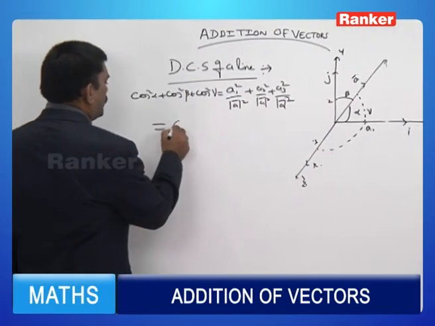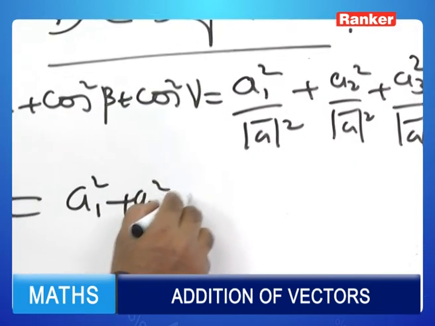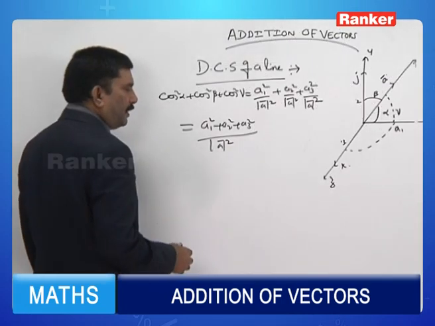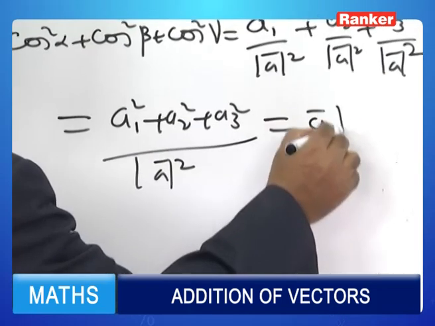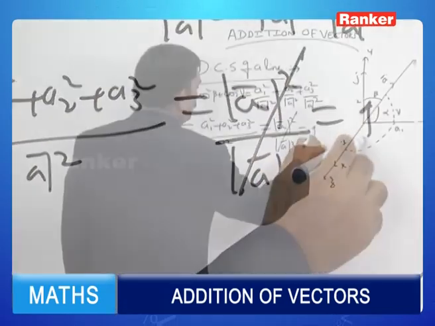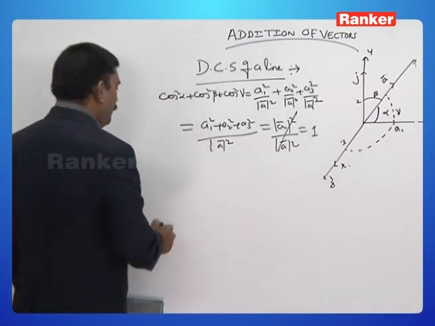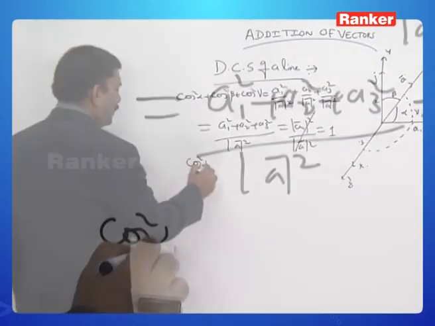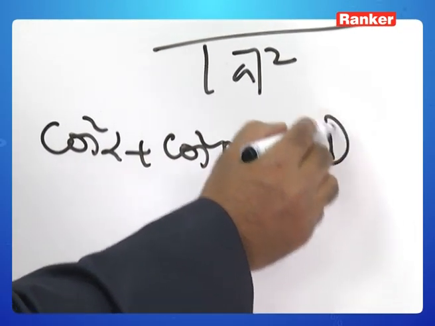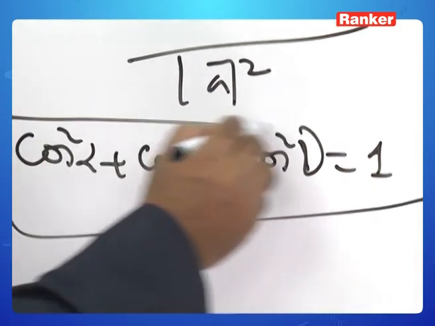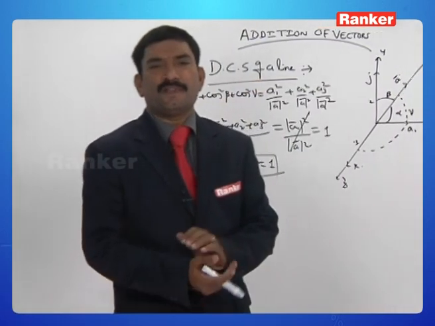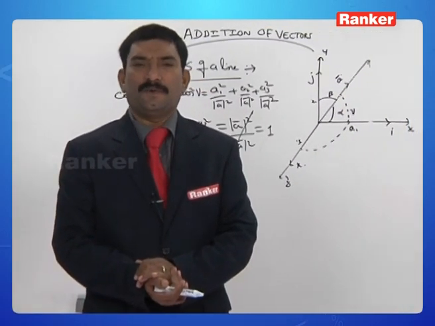Now, we know that A1 square plus A2 square plus A3 square by modulus of A bar whole square, as I told earlier, this is nothing but modulus of A bar whole square by modulus of A bar whole square. Cancel it. This becomes 1. Yes, we have arrived at a result. Cos square alpha plus cos square beta plus cos square gamma is equal to 1. Yes, the sum of the squares of the direction cosines is equal to 1.